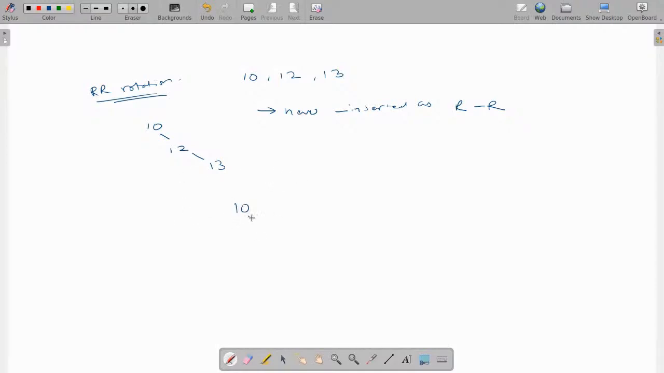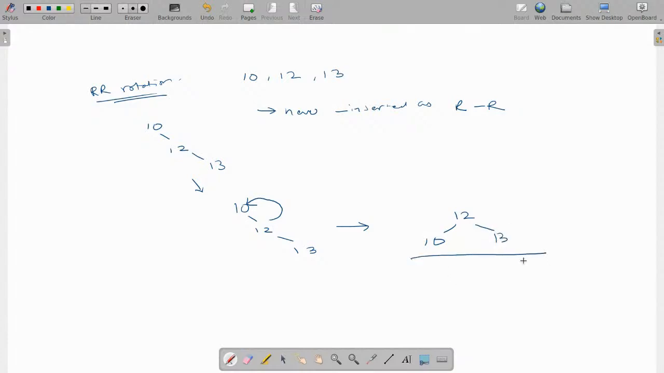So how will I perform a left rotation? I'll just do this. I'll rotate this particular thing in anti-clockwise direction. This is what left rotation is. So what will happen if I rotate this? 10 will go down and 13 will be here.